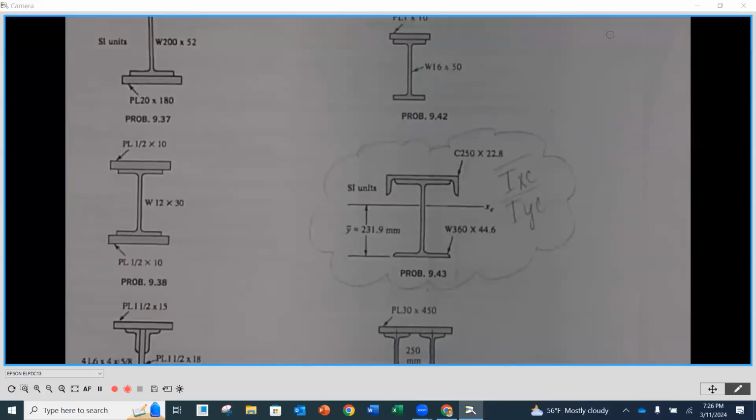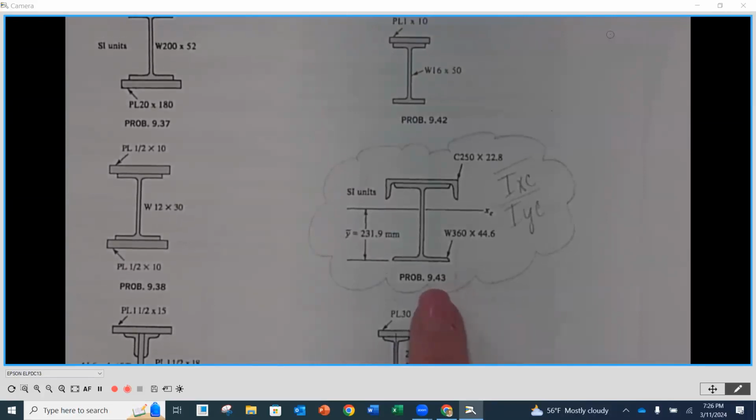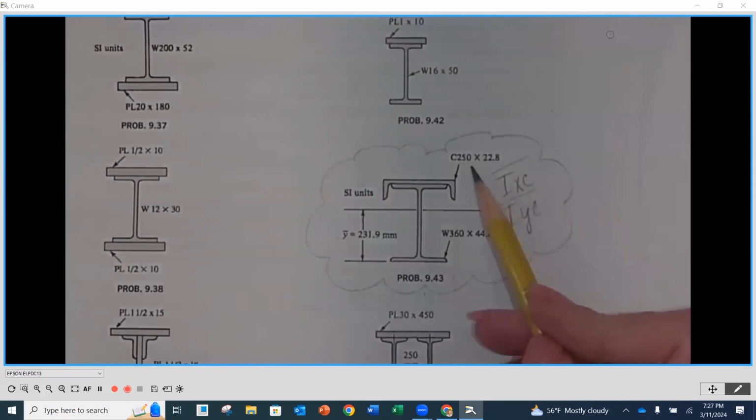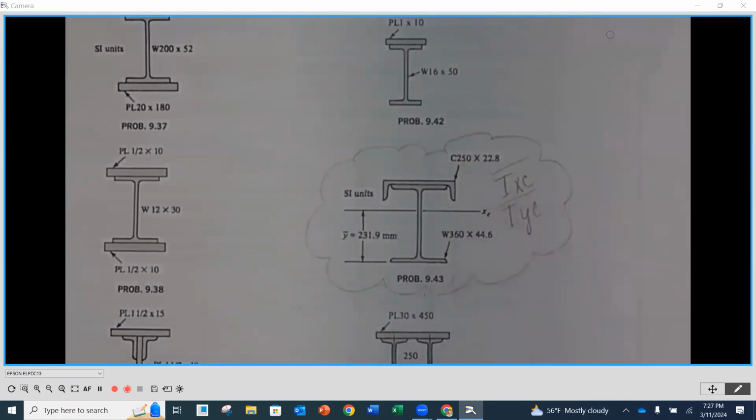Okay, the next problem we're going to be looking at is another homework problem or application problem, and that's problem 9-43. Now, 9-43, we're going to be looking at finding the moment of inertia about the centroidal axis of this composite shape that consists of two standard shapes. So that means, just like we did for our centroids, we need to go to the back of the book and find the information.